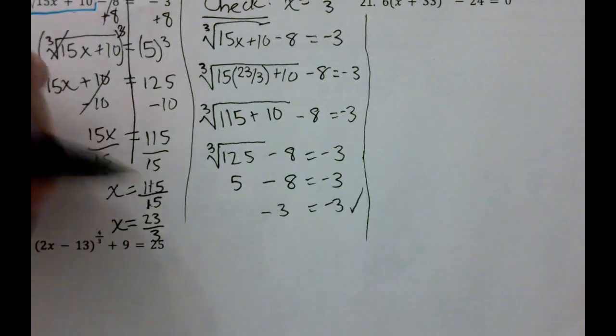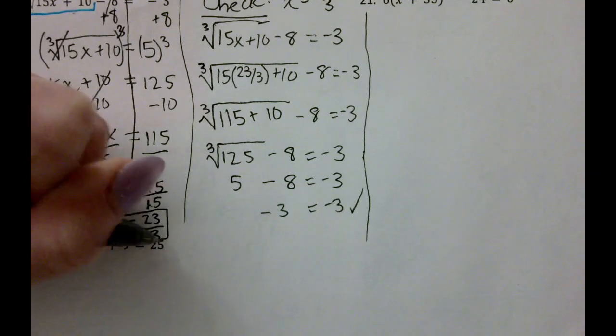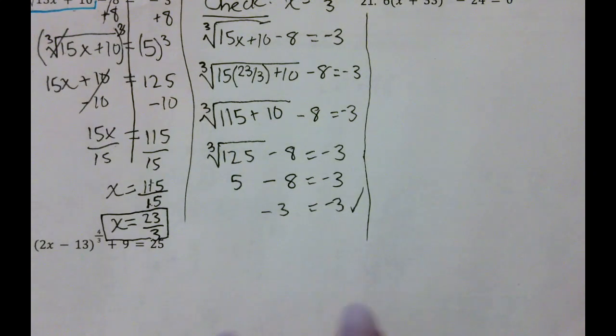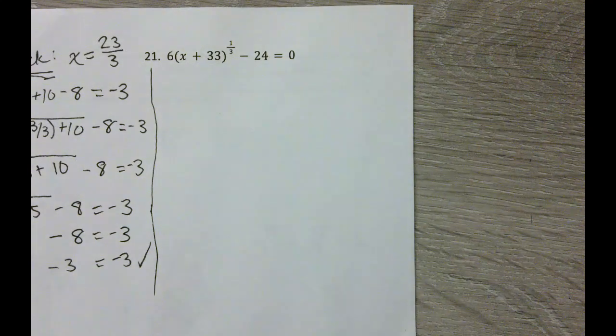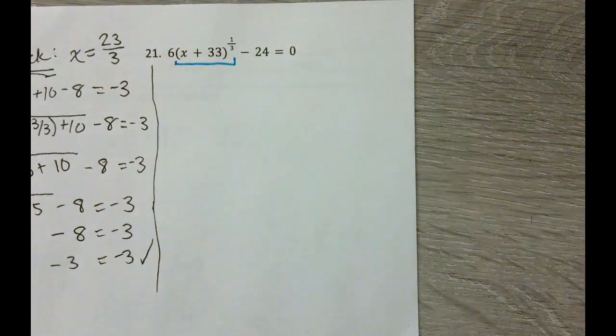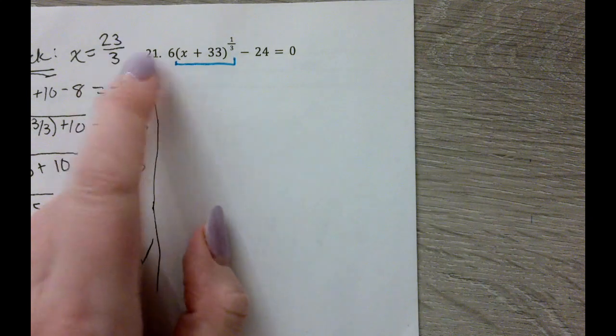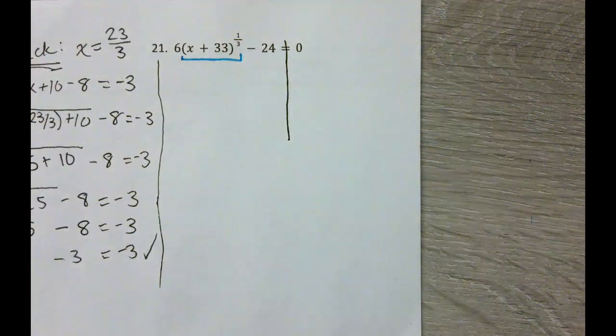So x equals 23/3, let's try that again, is correct. That is my answer. Two more problems. 6 times x plus 33 to the 1/3 power minus 24 equals 0. First, underline what needs to be isolated by itself. It's the bit in parentheses with the exponent. This does not include the 6. I'm going to have to get rid of the 6. So let's get that by itself first. Let's add the 24 over.